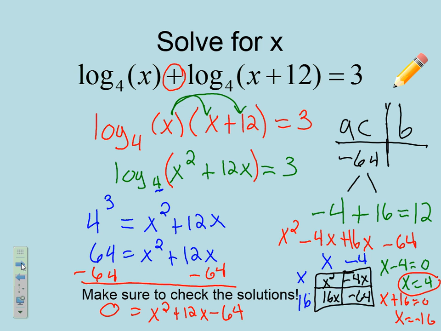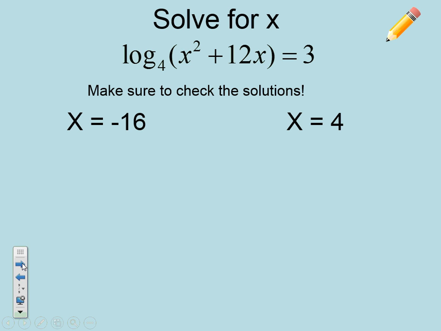Now, since I have two answers, ladies and gentlemen, there's a chance that I could have an extraneous solution, so I have to check this one. Whenever we get two answers, you have to check it. So when I check negative 16 and 4, I'm going to plug it in to my condensed form. So I'm going to plug it into this equation right here.